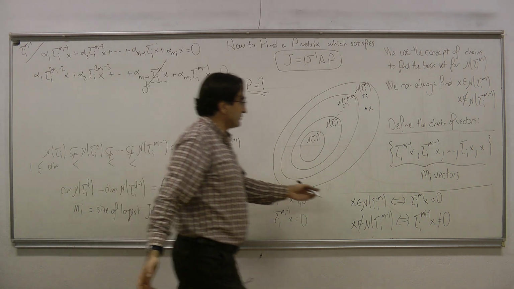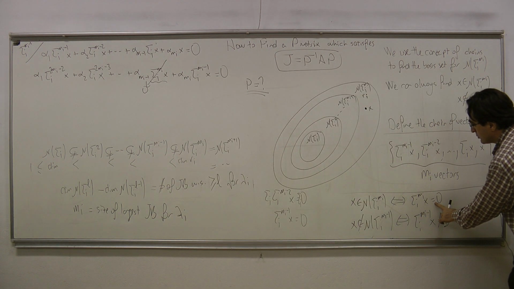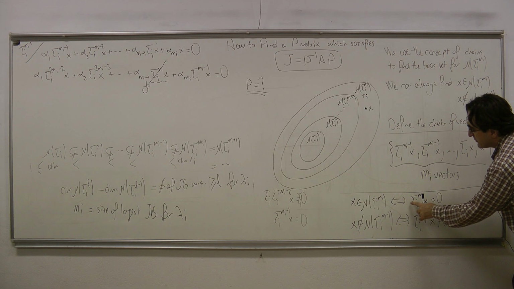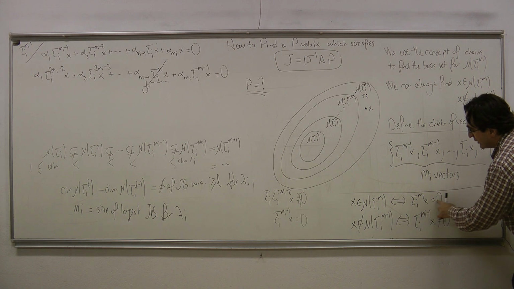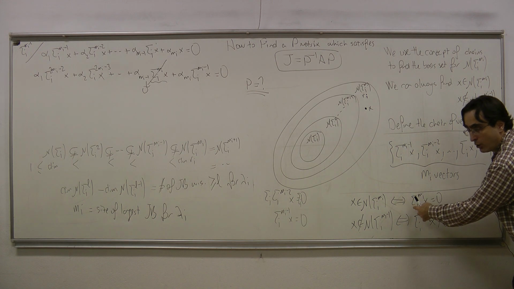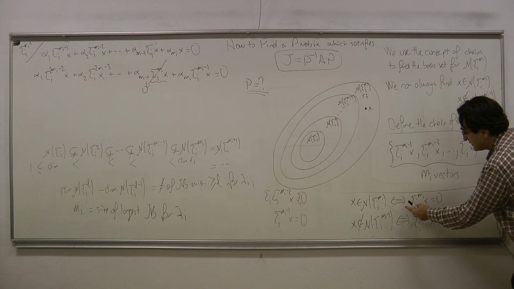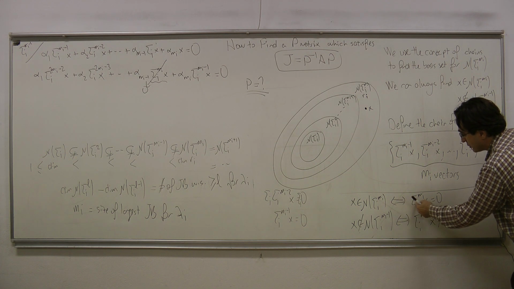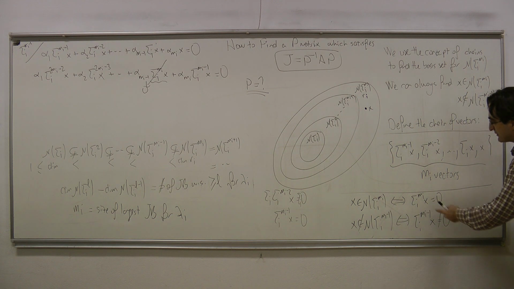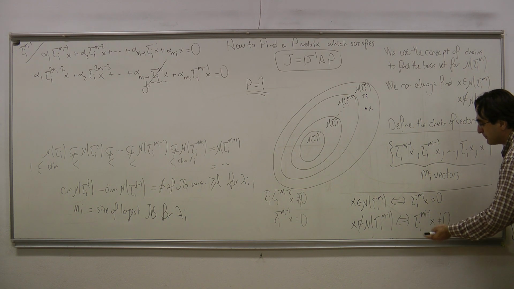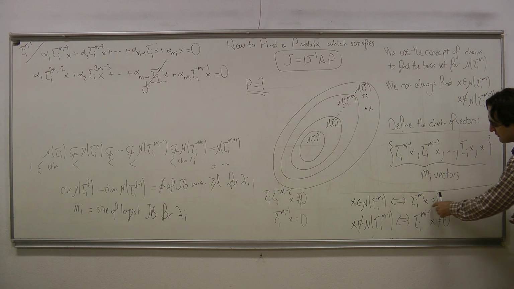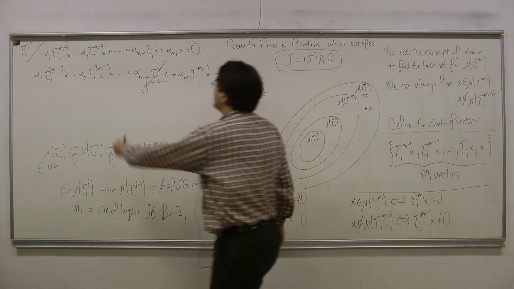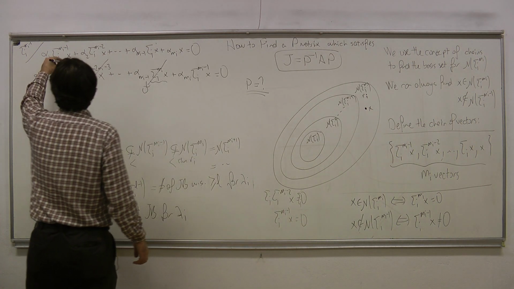Why? Because if sigma I to the mi x is equal to 0, then I can multiply this equation with any power of sigma I, and with any positive or 0 power of sigma I, I would obtain that sigma I to the power mi plus something times x is equal to 0. So all of the other vectors are 0 as well.